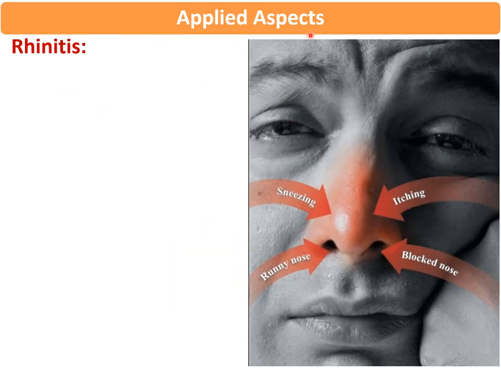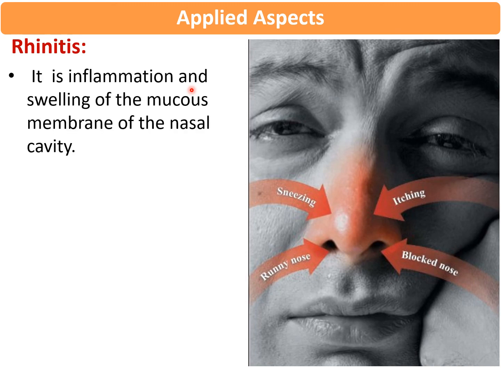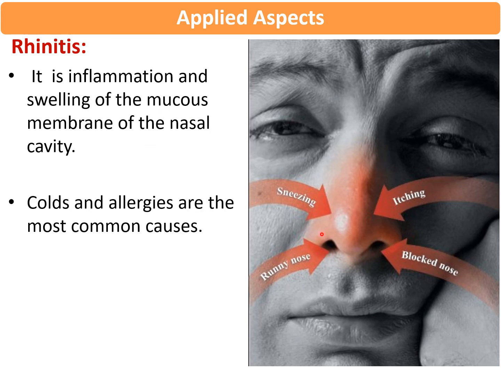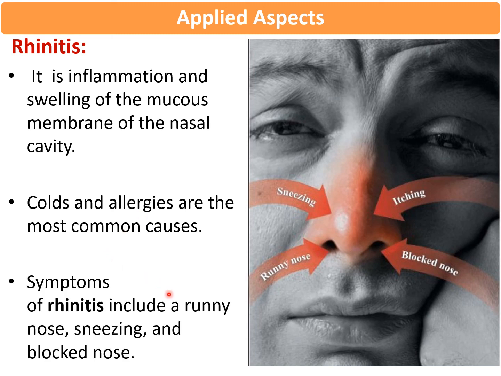Coming to applied aspects, what is rhinitis? It is inflammation and swelling of the mucous membrane of the nasal cavity. Now, what causes rhinitis? It could be a common cold, some viral infection, or allergies. Allergies could be to dust, to pollens, or different perfumes maybe. So they can also cause rhinitis. What are the symptoms of rhinitis? Mainly they include runny nose, sneezing, and blocked nose.